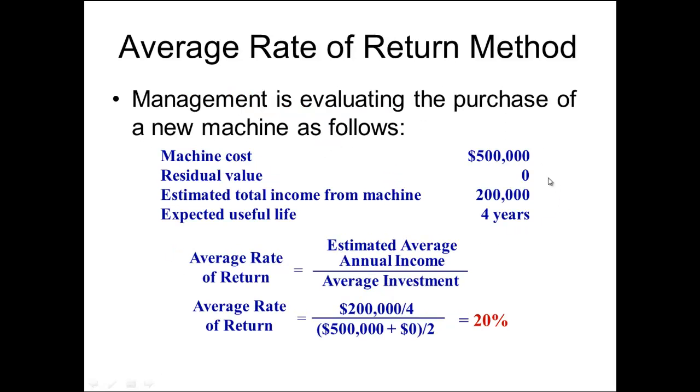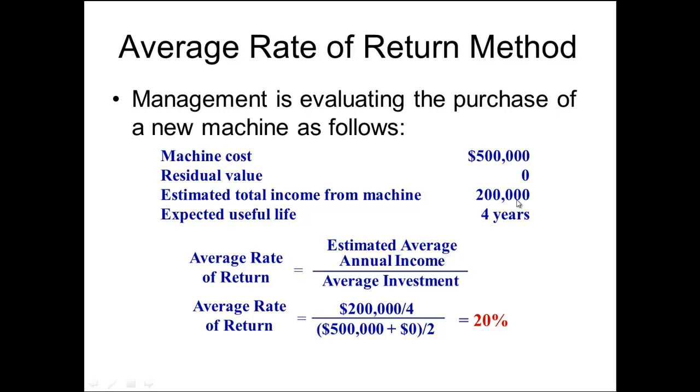So let's take a look here at this proposal. Management is evaluating the purchase of a new machine, and the machine cost is $500,000. We're going to assume that there's no residual value, so once we're through using this thing, it's going to be worth nothing. The estimated total income from the machine is $200,000, and the expected useful life is 4 years. So we're going to get 4 years of usage out of this, and once we're done, it's going to be worth nothing. It's going to cost us $500,000.